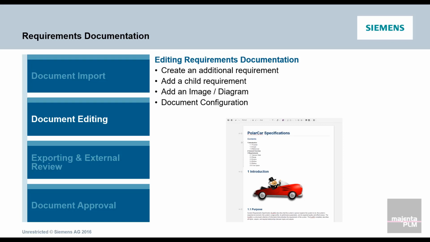As we've got our document in Polarion, we can now start looking at editing this document. So we can now go through and create additional requirements within our document that we've imported. We can add in a child requirement. We can add in an image or a diagram within there, and we can start looking at the document configuration as well.